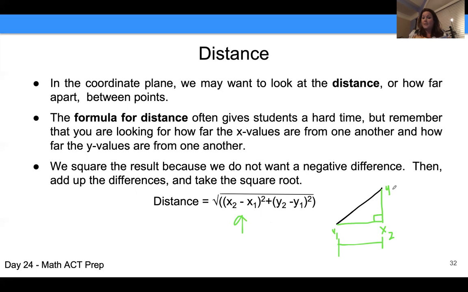And so this is y2. And this is y1. Finding out the difference between these two is going to tell us the height of it. So that's why we do y2 minus y1 to find that length. So then it's a squared plus b squared equals c squared. We don't want this to be squared, so we get rid of the squared and take the square root over here.